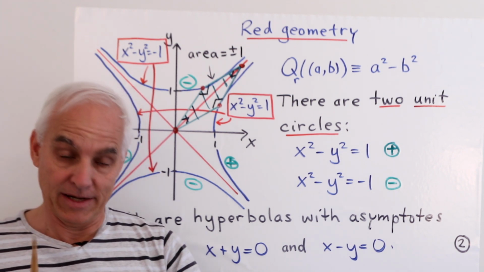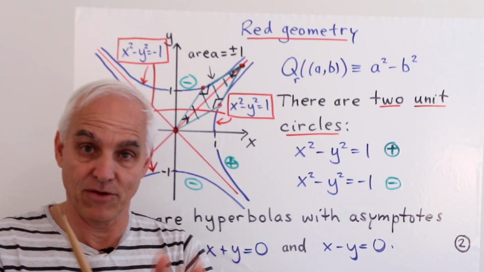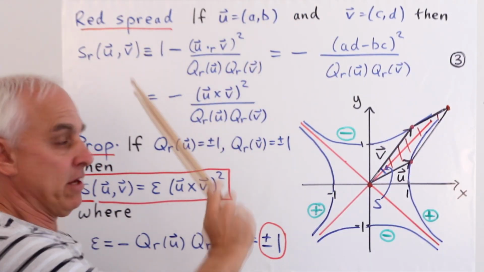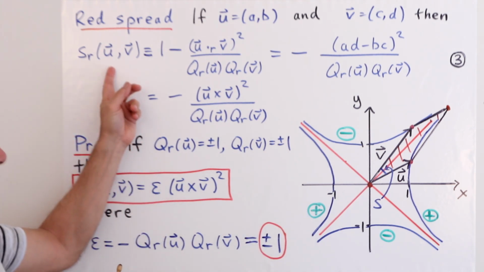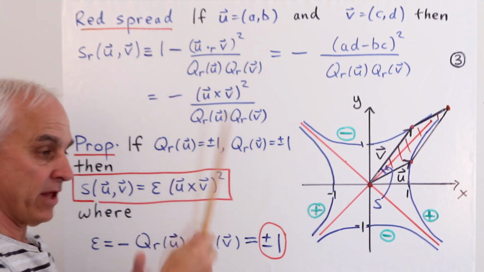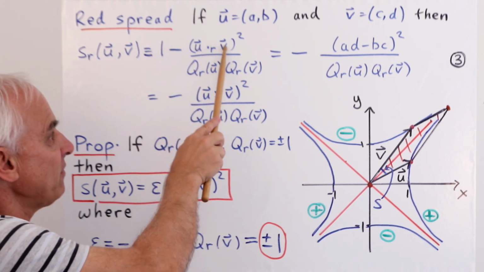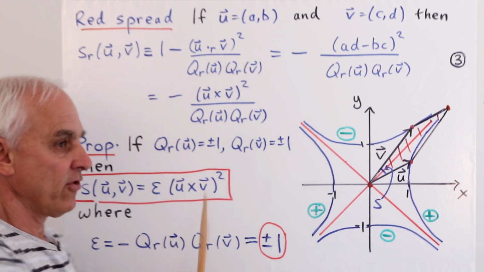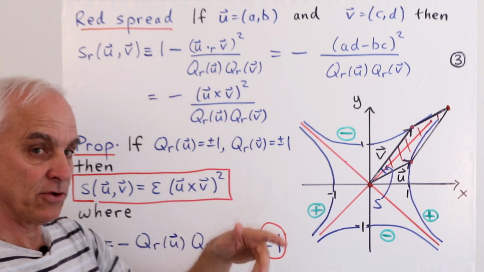In particular, this diagram allows us to visualize the spread in the red geometry. So let's look at the red spread. We'll have u being the vector AB and v being the vector CD as before. Then the formula for the red spread between those two vectors is the general formula we use no matter what geometry we're in: 1 minus u dot v all squared divided by the quadrance of u times the quadrance of v. Here the quadrances are the red quadrances, and this dot product is also the red dot product.